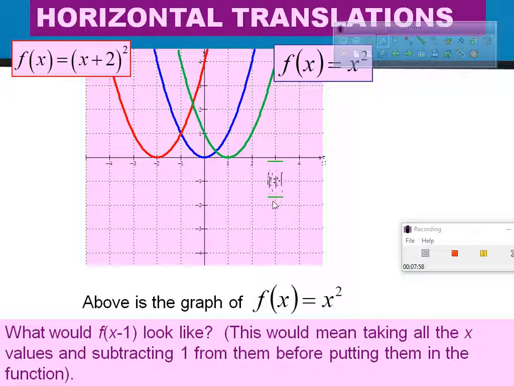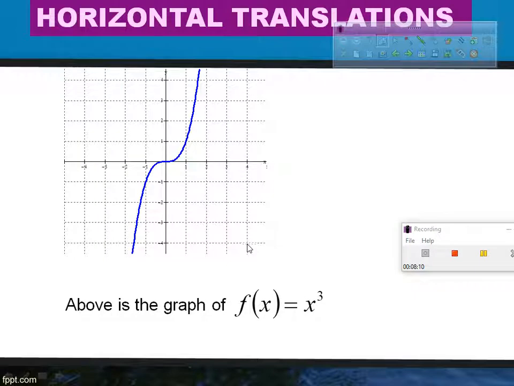But always think the opposite. That's what's key for that one. Another example, your cubic function. So there's my cubic function.